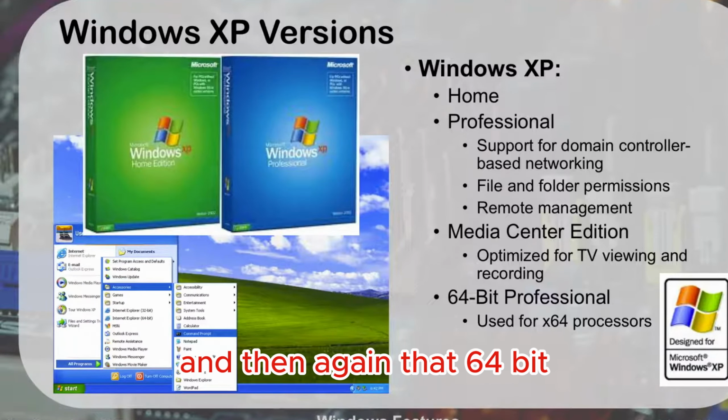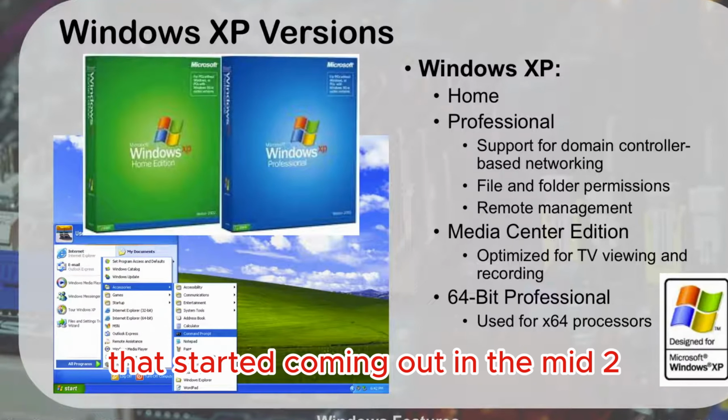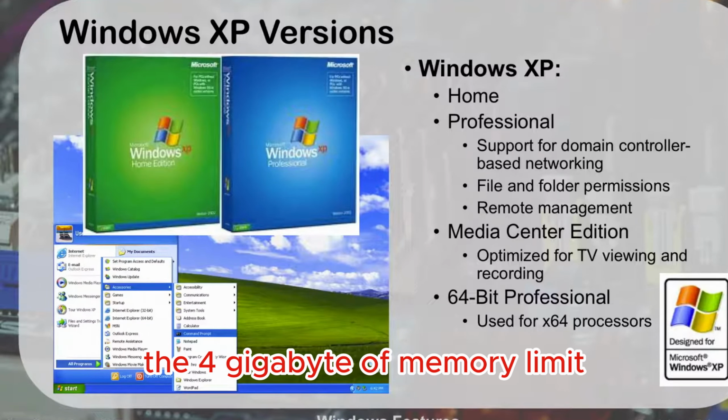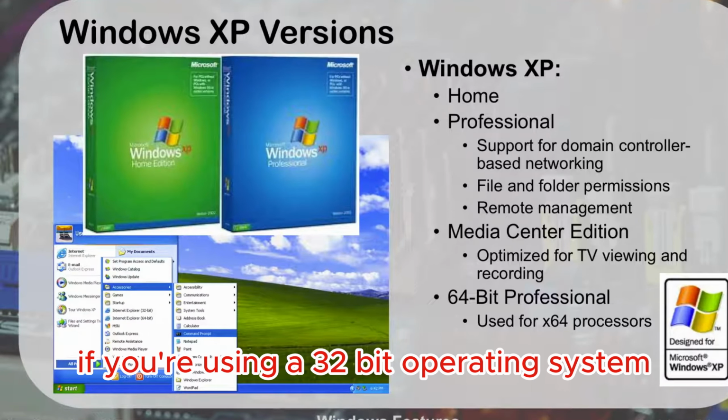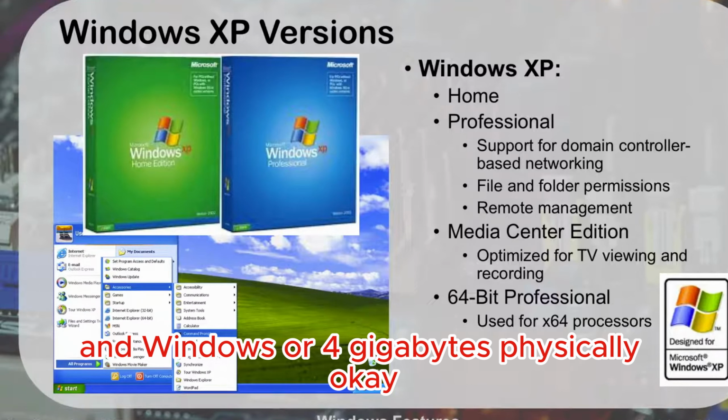And then again, that 64-bit, that allowed them to use those x64 processors that started coming out in the mid-2000s and allowed them to go over the 4 gigabyte of memory limit. Because remember, if you're using a 32-bit operating system, you can't use more than 3.25 gigabytes of RAM in Windows, or 4 gigabytes physically. Okay.